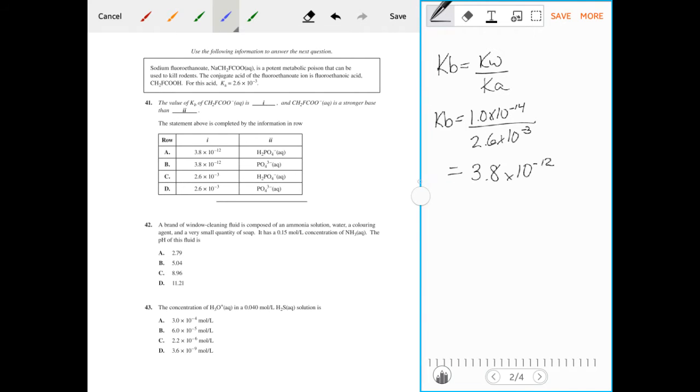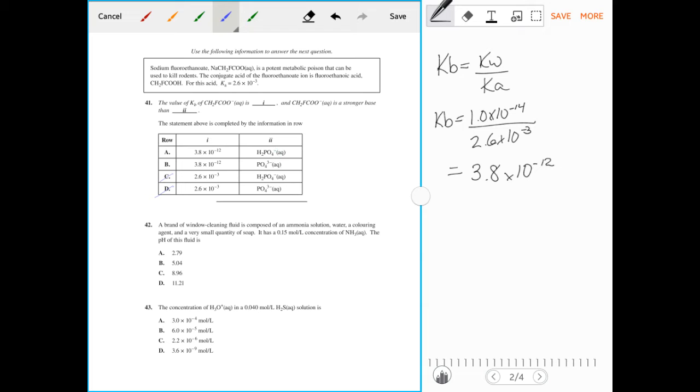Okay, so when I get that answer, I can automatically rule out questions C and D because they don't have the correct numerical value for the Kb. Okay, and then it says my fluoroethanoate ion is a stronger base than what? So when I look at my Ka values, I can compare them, and the lower the Ka value, the greater strength that base has.